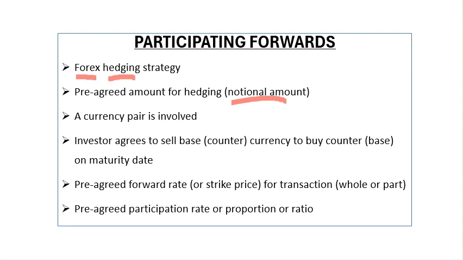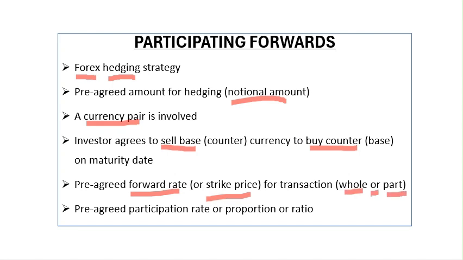Obviously, a currency pair is involved. On one side, you have an investor who agrees to sell the base currency or the counter currency to buy the counter currency or the base currency in the pair on a specified date, say the maturity date. The total amount of the currency to be sold, that is the hedged amount, is agreed in advance as mentioned earlier. There is a pre-agreed forward rate, which is also called the strike price, at which the entire hedged amount or a part of the hedged amount will be transacted on the maturity date.